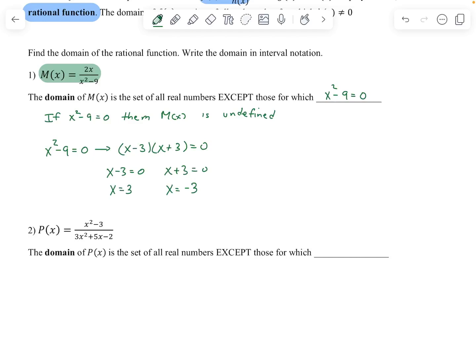If we write the domain in interval notation, it would look like this. We have the domain is negative infinity to negative 3, and we place a parenthesis after the negative 3 because negative 3 is not part of the domain. Union negative 3 to 3. And again, we place a parenthesis after the 3 because, again, 3 is not part of the domain. Union with 3 to infinity.